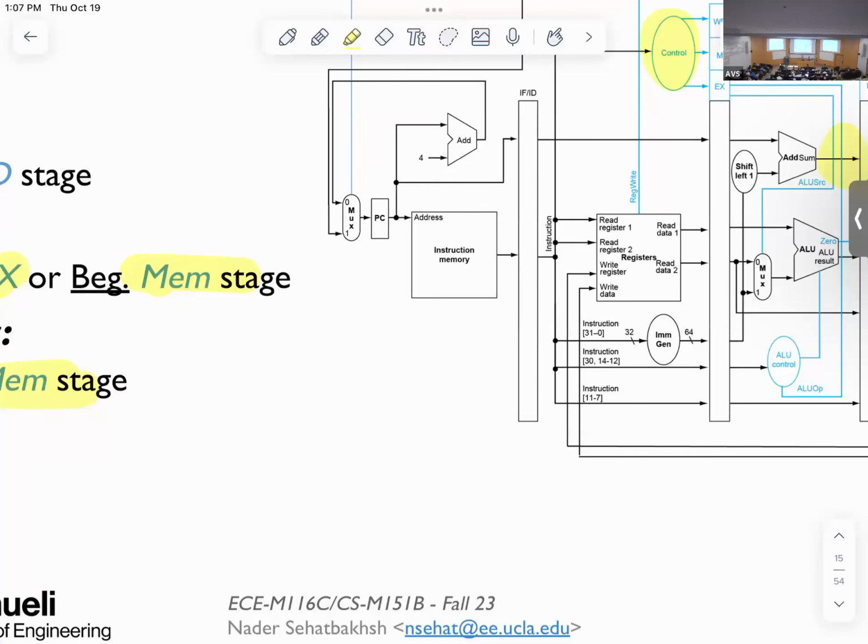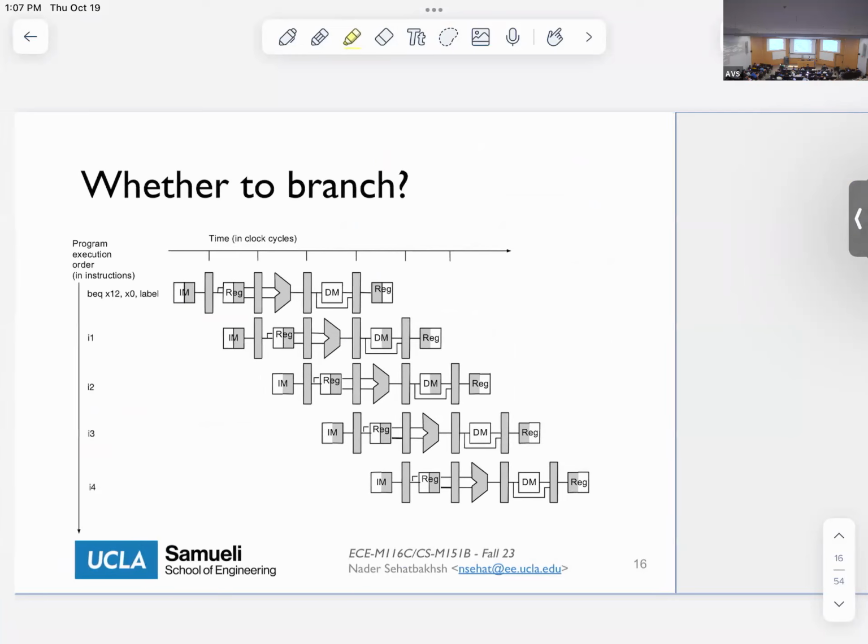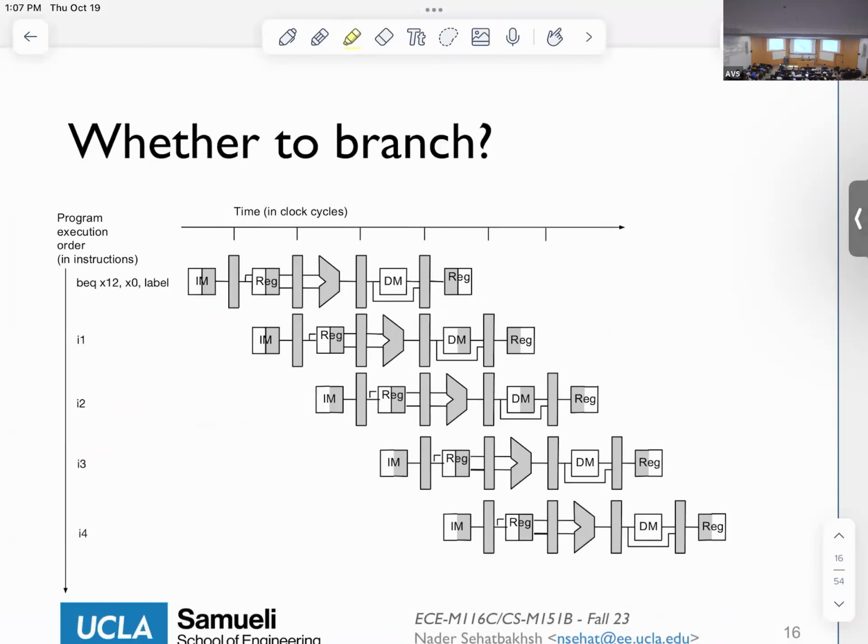Based on these, the question is, what will happen to my branch? Think about something like this: I have a branch instruction and a bunch of other instructions. If the branch is taken, then I have to skip all of these instructions and jump somewhere else in memory. If the branch is not taken, then I continue with these instructions. This is the difference between branch taken and not taken.